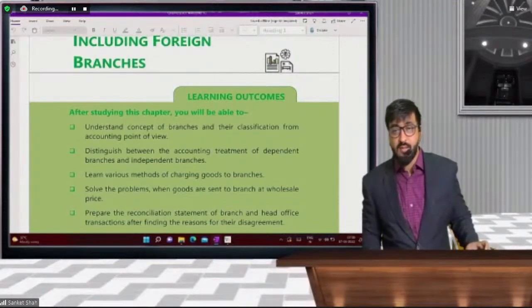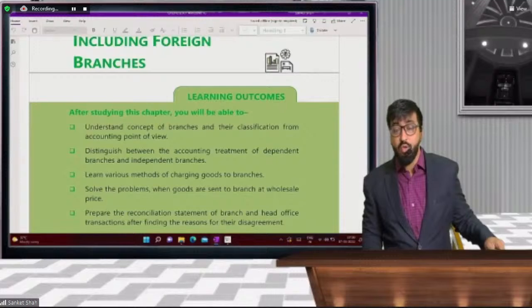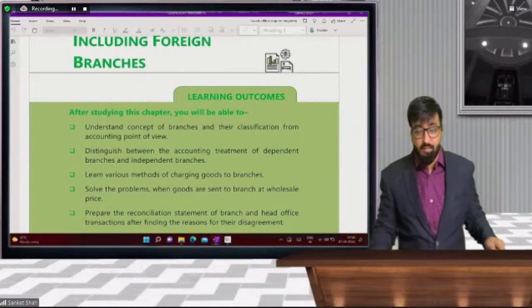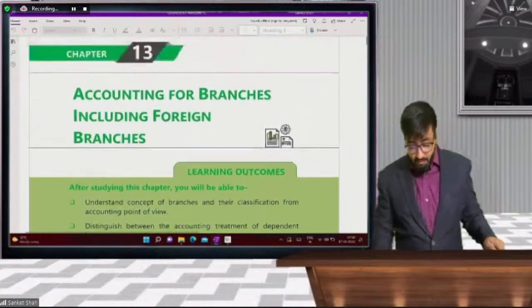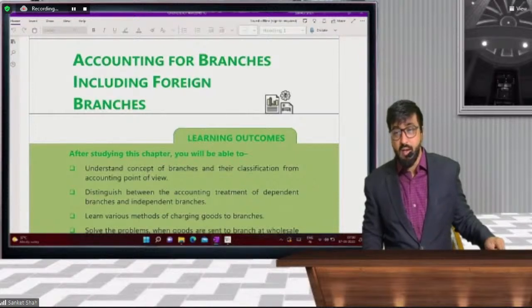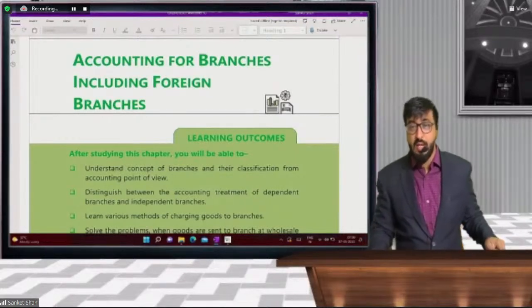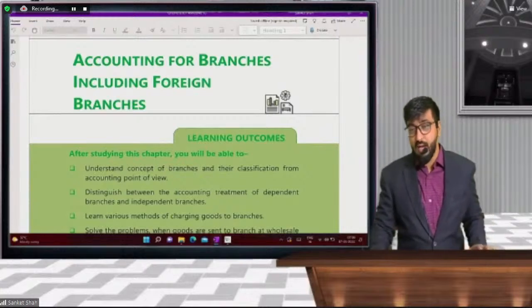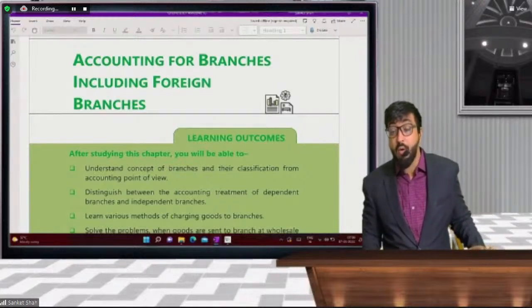Good morning, students. In the last session, we saw the rules of foreign branch, dependent branch, and independent branch. So we have started with accounting for branches, including foreign branches. First thing, before starting any session, you are already aware of the basic rules of accounts.